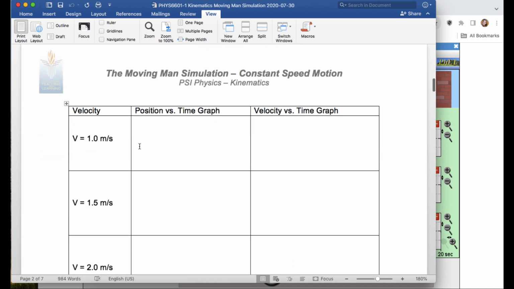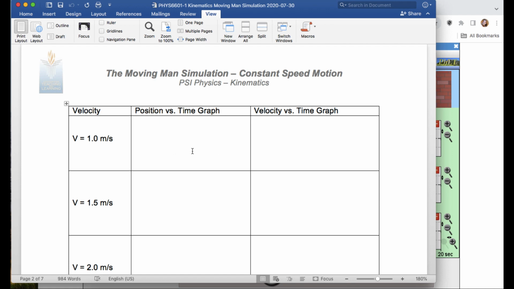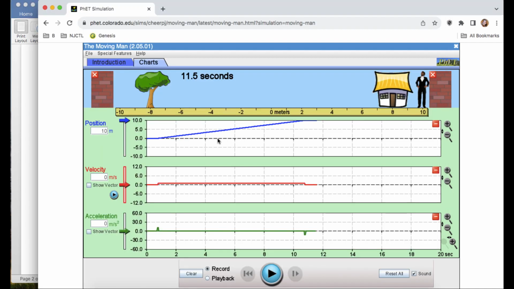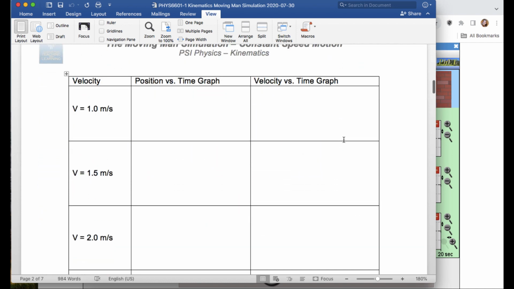All right, so we go back here. We're just going to draw the graphs. I would draw a graph that went from 0 to 10. We got about 10 seconds on the x-axis, 0 to 10 on the y-axis, and just a straight line on an angle, upwards with a constant slope. And the velocity is going to be just a horizontal graph at a y value of 1.